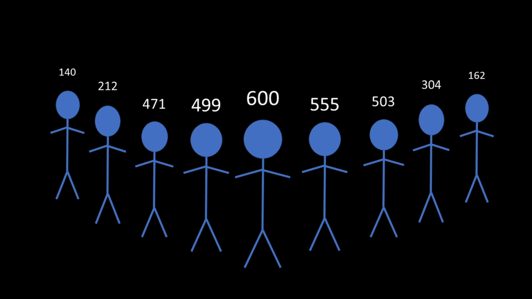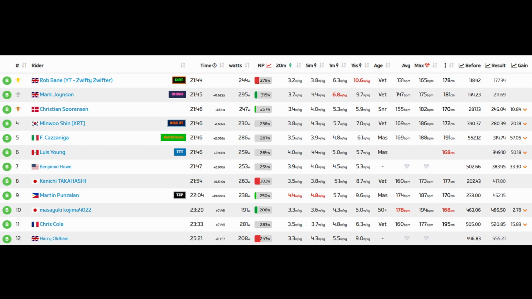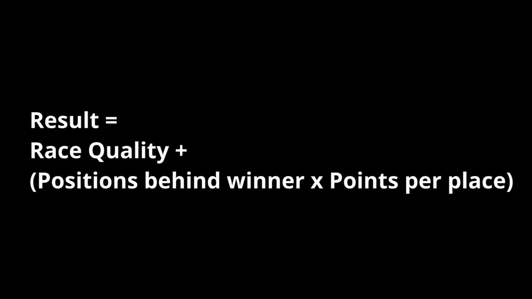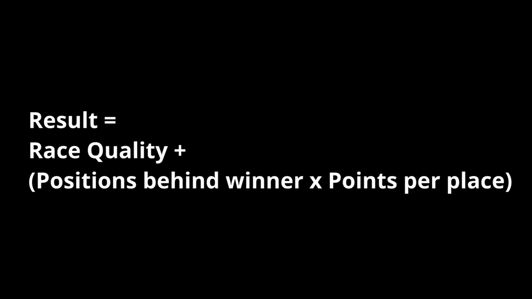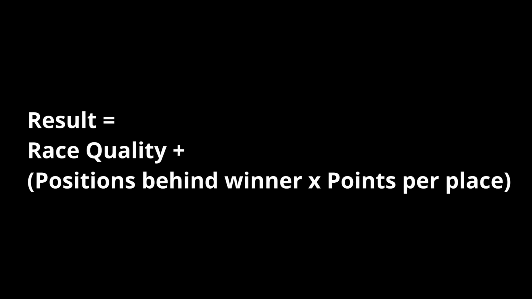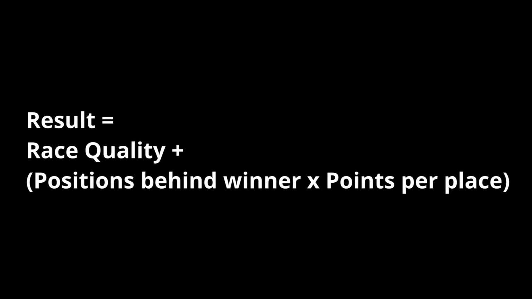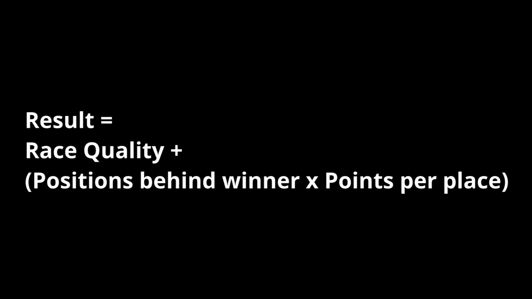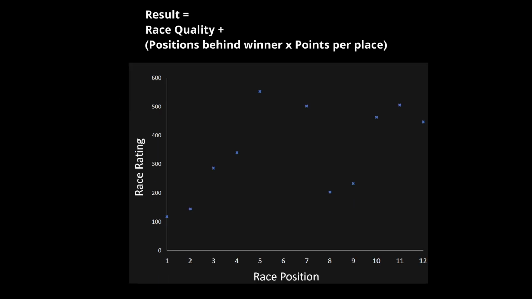Let's look at a real life example of a race that I won. So the first thing to note is that the result column is based on your ratings before the race and the position that you came in the race. Unsurprisingly, Zwiftpower does have a formula for working all this out, and it is this. The result is equal to something called race quality plus the number of positions behind the winner you are times by points per place. We're going to have a look at each part of that, but first of all, let's just see what that means when we chart that.